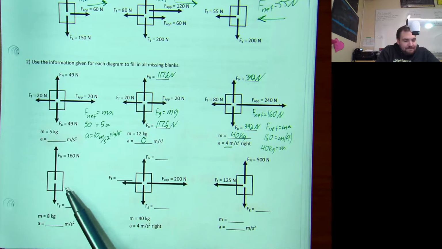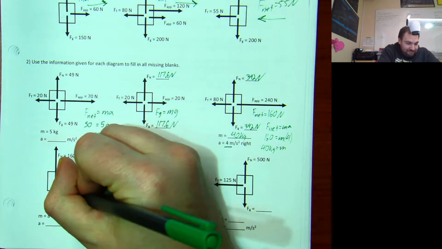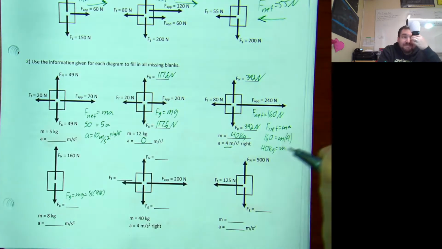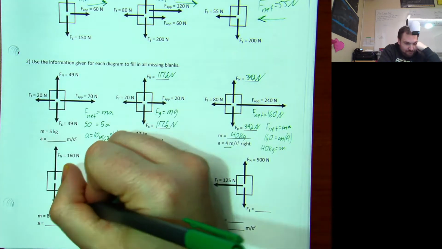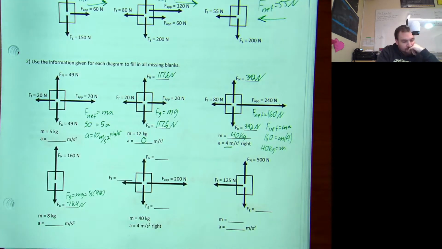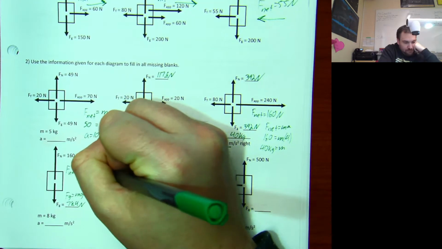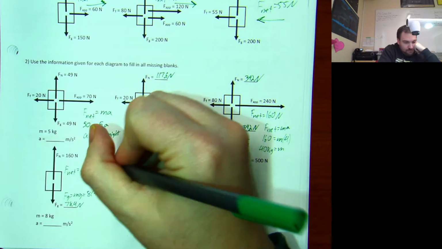Okay. I found Fnet. How'd you find Fnet? Okay, I found gravity first. I know the box weighs like 8 kg, so I just did 8 times 9.8, which is 78.4. And then to find Fnet, I took 160 minus 78.4, which is 81.6, divided by 8, gives me the acceleration, which is 10.2.